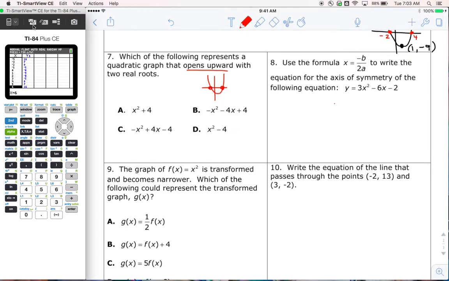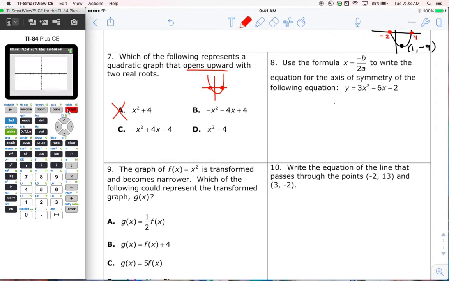Well, I think that the best and most thorough way to do this is just to check each one of these graphs. So this first graph says x squared plus 4. Let's see, is it opening upward? Yes, but it does not have two real roots, so A is not my answer. Let's check B here. We've got y equals negative x squared minus 4x, and then plus 4.